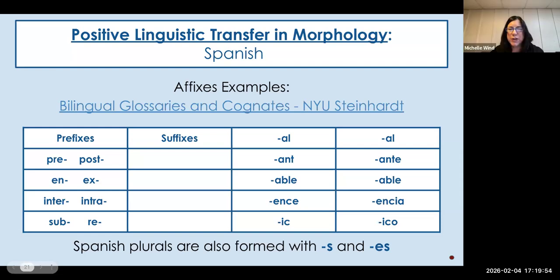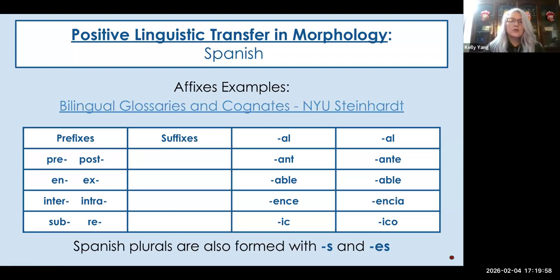And Callie, just so that they know, there should be links in here, correct, for them to get to these resources? Yes. So where you see bilingual glossary, NYU Steinhardt, there is a bilingual glossary with cognates and all of that that you can click on and get to that.